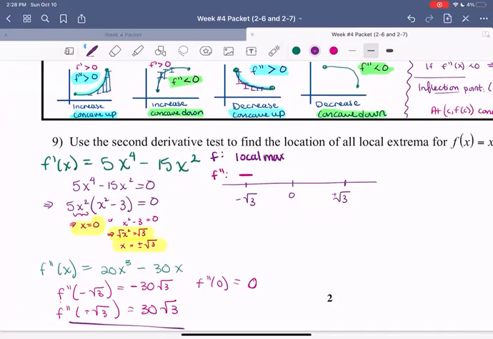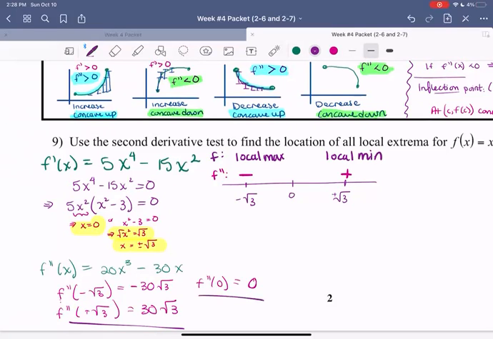Similarly, in a slightly different but similar way, f double prime of positive square root of 3 is 30 root 3, which is positive. So that means our second derivative is positive, which means our graph is concave up, which means our original function has a local min.